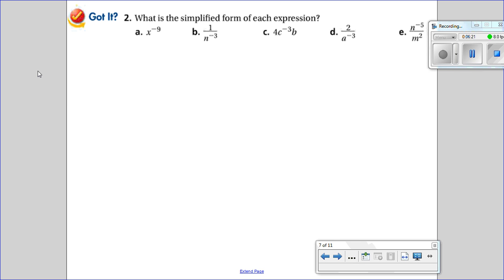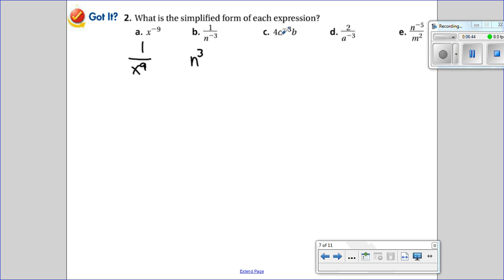Okay, so pause the video, take a second, try some of these on your own. Okay, part A would be 1 over x to the 9th. B would be n to the 3rd over 1, but we're not going to write that.